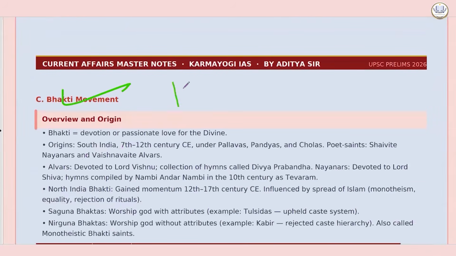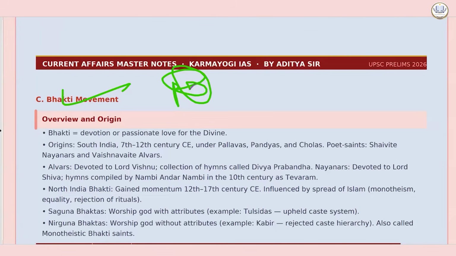Bhakti movement. Previously there was a focus on rituals and it was becoming ritualistic. So the change happened: there is a personal God and I will decide how I will worship. And it started from South India. There were poets, and Saivites were called Nayanars and Vaishnavites were called Alvars. Alvars were devoted to Lord Vishnu, and the collection of hymns is called Divya Prabandhanam. Nayanars devoted to Lord Shiva, with hymns compiled by Nambi in the 10th century as Tevaram.